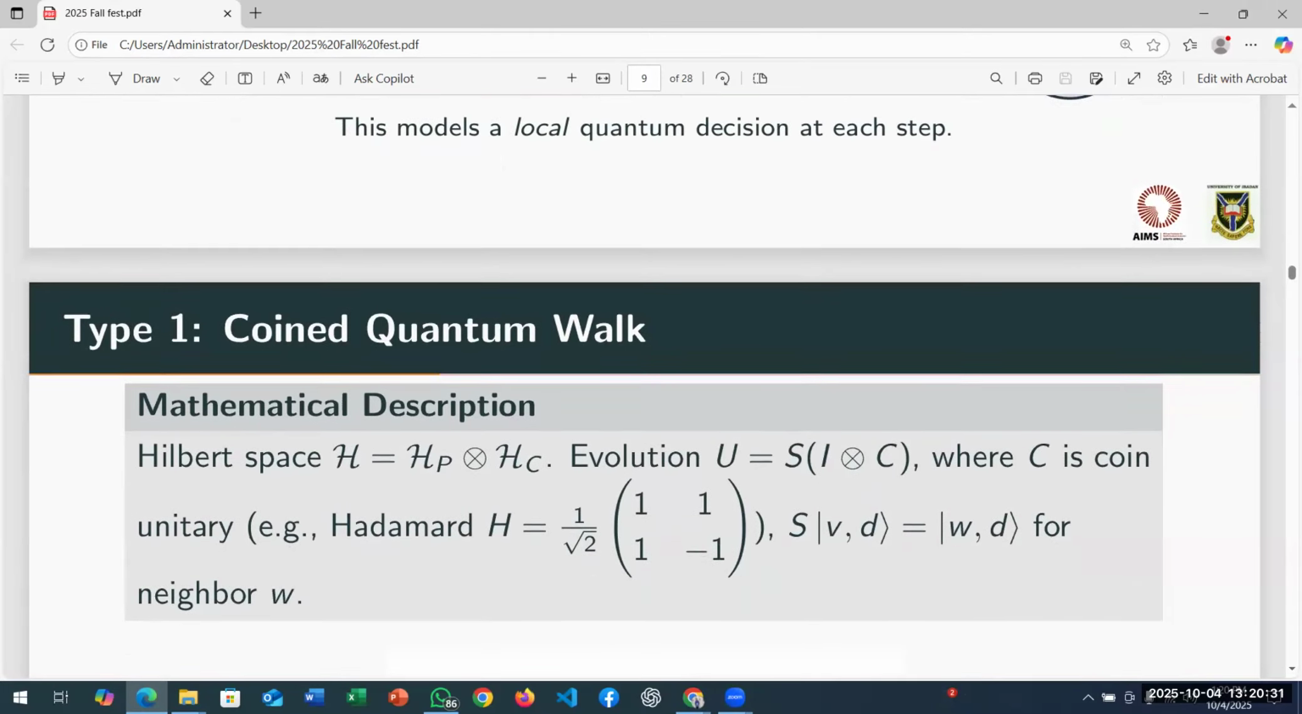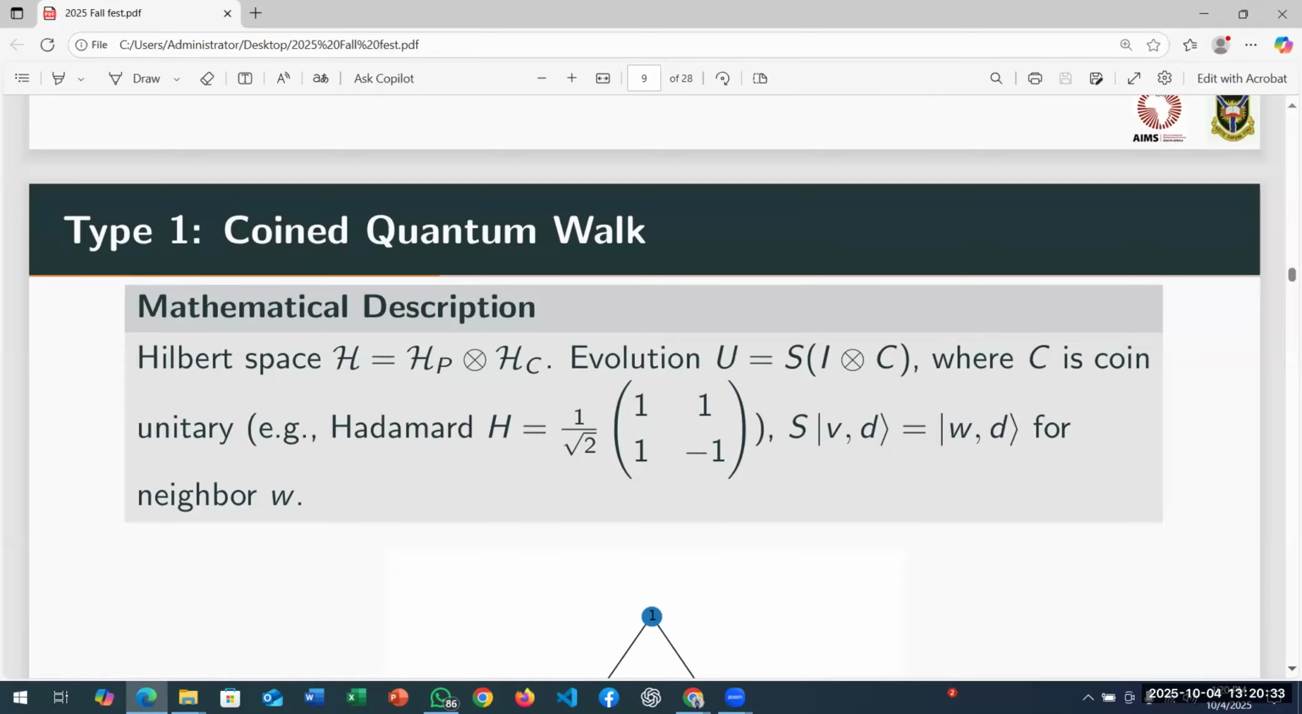So let's say I use Hadamard as my coin here. Now this is the composition of the evolution, the unitary matrix. It gives us the tensor product of the identity and the coin. You shouldn't forget the coin. The coin here will be Hadamard, represented by this matrix.